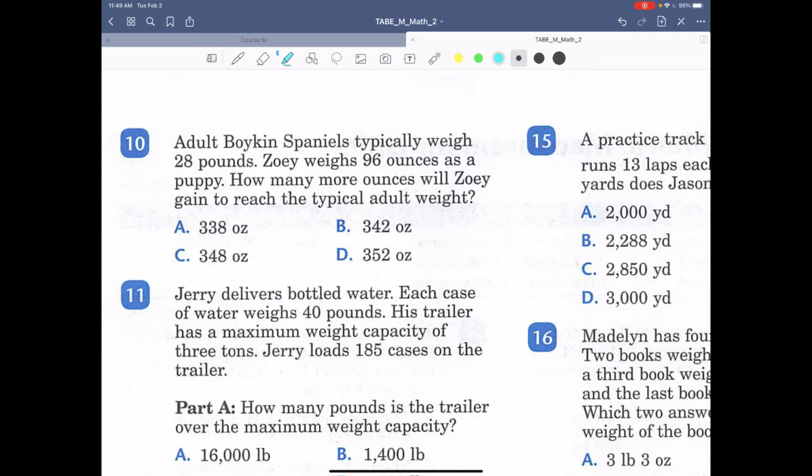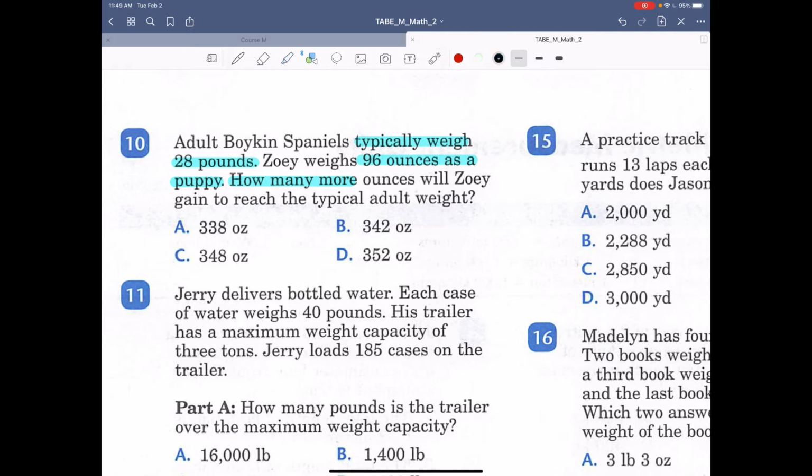Adult Boykin Spaniels typically weigh 28 pounds. Zoe weighs 96 ounces as a puppy. How many more? That means subtract. How many more ounces will Zoe gain to reach the typical adult weight?